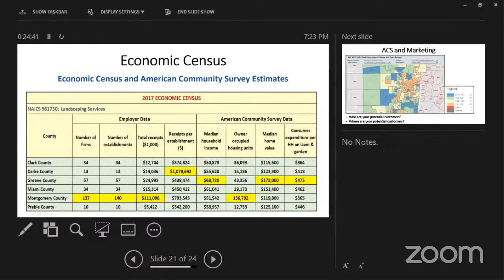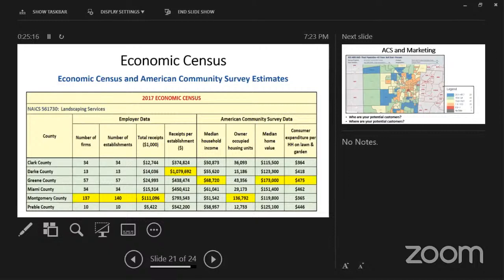But now I pulled the American Community Survey data that I'd want to look at if I was considering opening a landscaping business, researching landscaping business. I would want to see median household income. Maybe I want my landscaping business to be where there's higher median household incomes. So that evidently is in Greene County at $68,720.